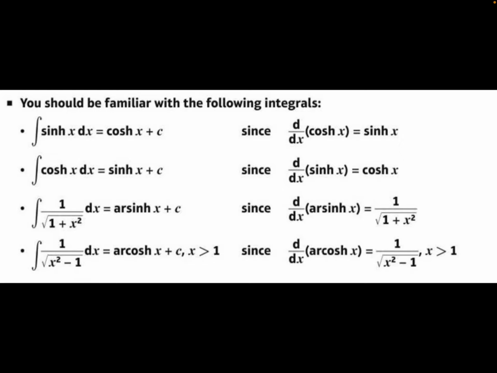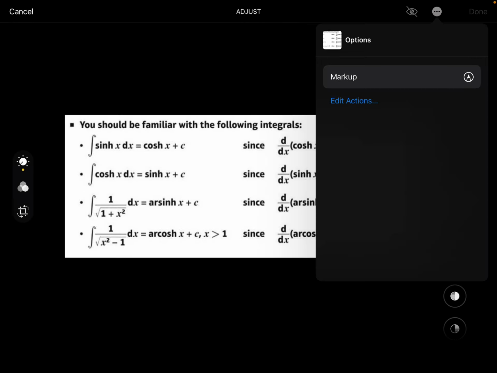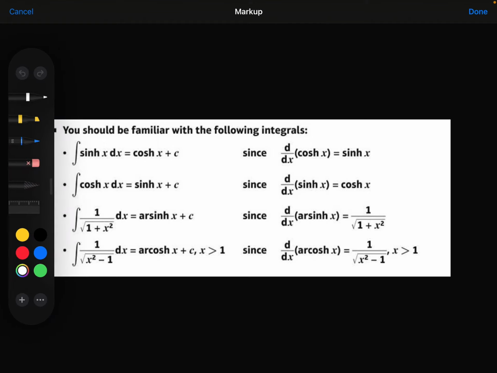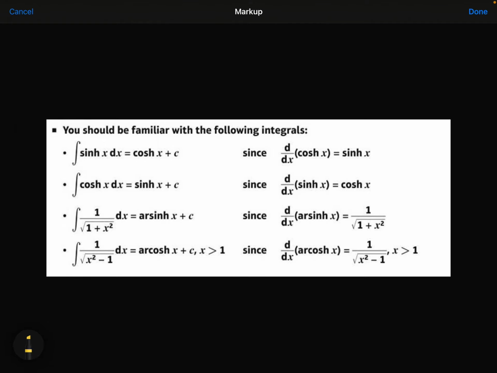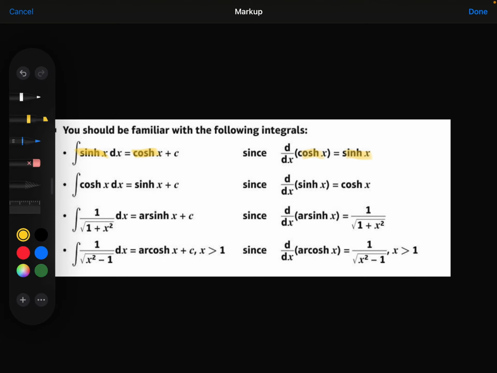We should know these because we should always remember that whenever we've learnt anything about differentiation, like we did in the last video, we also learn about integration. So in the last video, we saw that when you differentiate cosh, you get sinh. So that means that when you integrate sinh, you're going to get cosh. We also saw that when you differentiate sinh, you get cosh, which means that when you integrate cosh, you're going to get sinh.